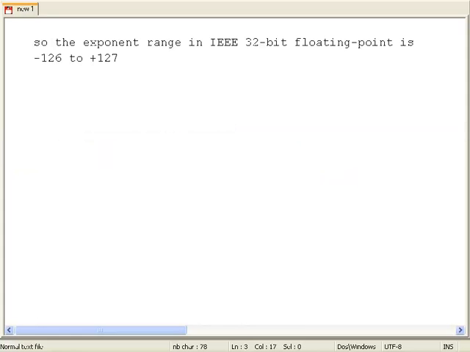So because we have these special values that are reserved, that means that we don't have use of the exponents negative 127 and positive 128. They are reserved. Therefore, the exponent range in IEEE 32-bit floating point format is negative 126 to positive 127.